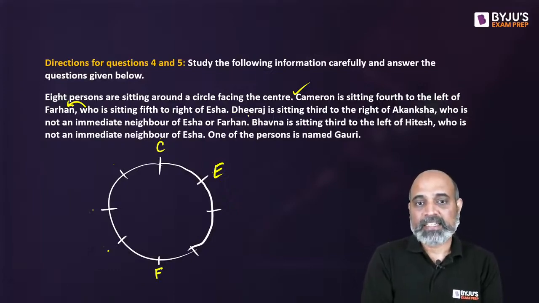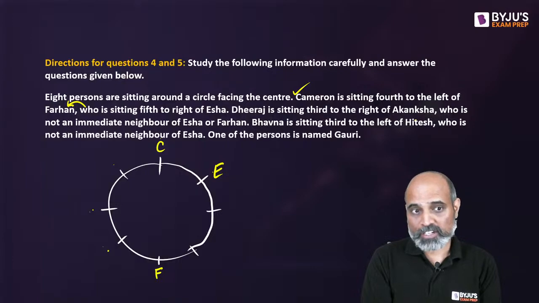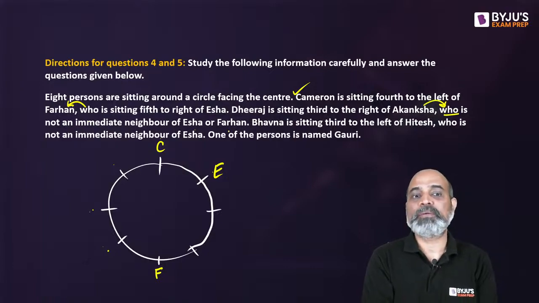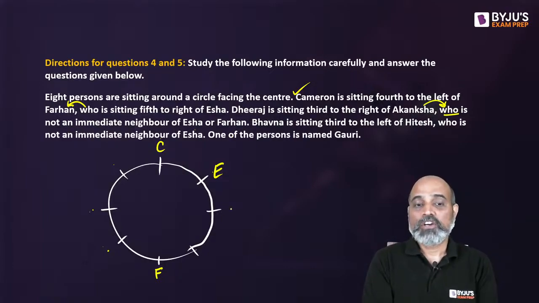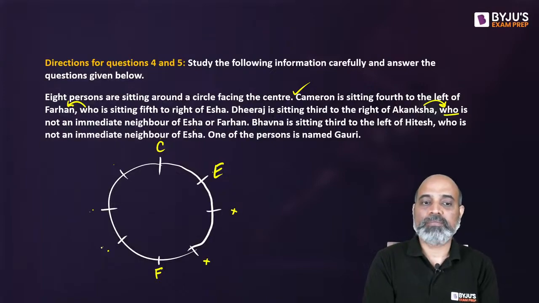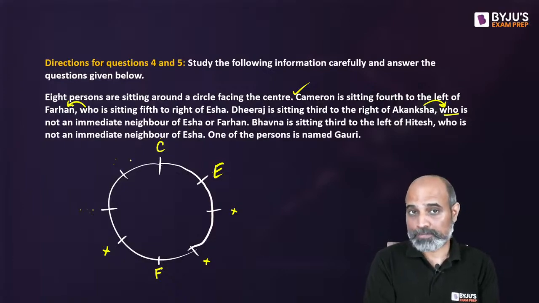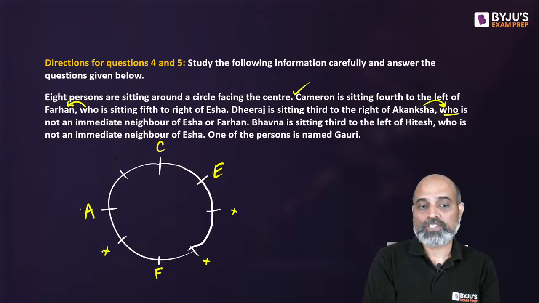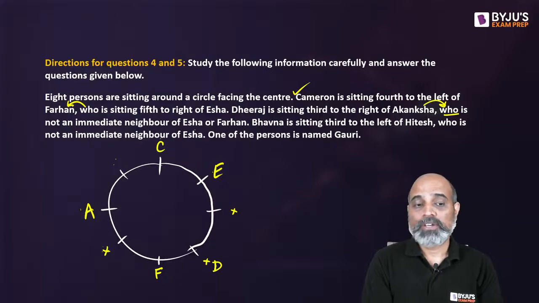Next, Dheeraj is sitting third to the right of A, who is not an immediate neighbor of E or F. See, again we have a comma, that means A should not be an immediate neighbor of E or F. So A can't be seated here, A can't be seated here, A can't be seated here. So A has these 2 places to go, right? Let's start from one place. Suppose A goes here, then Dheeraj is sitting third to the right of A. So first right of A, second right is F, third right is where Dheeraj will go, right?